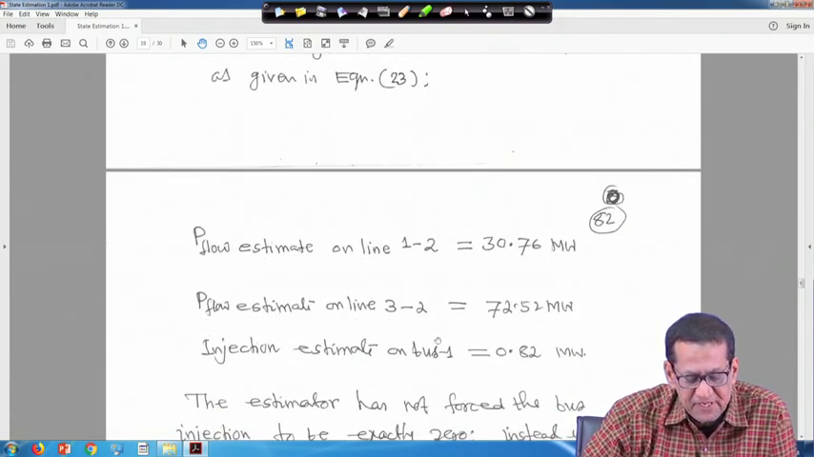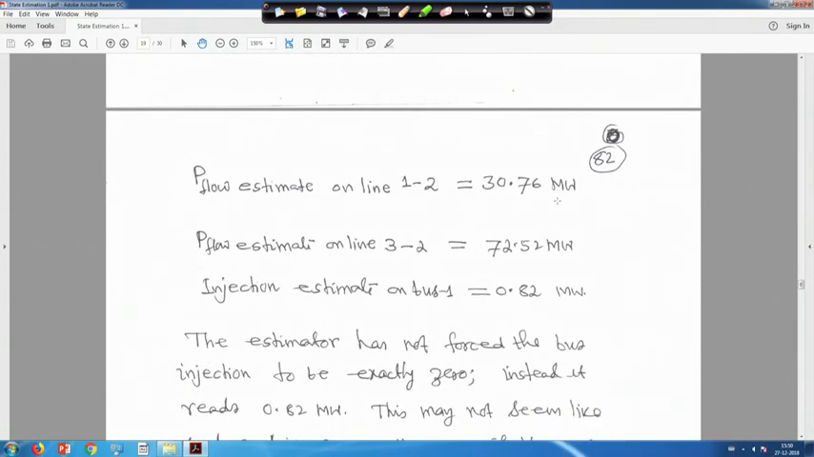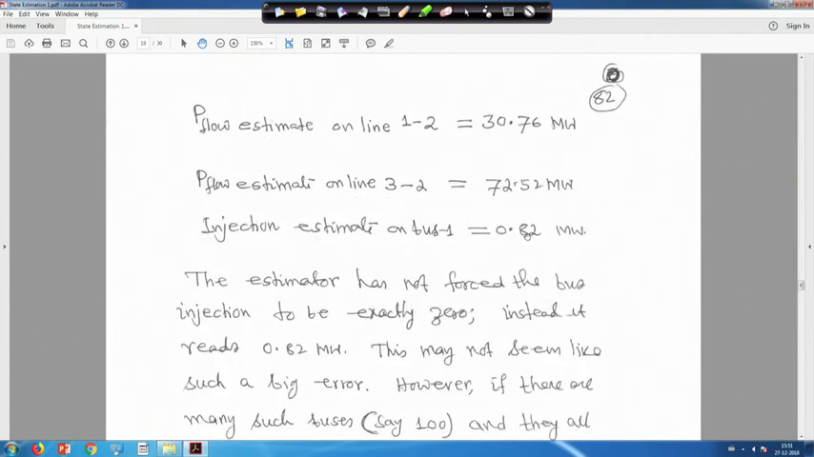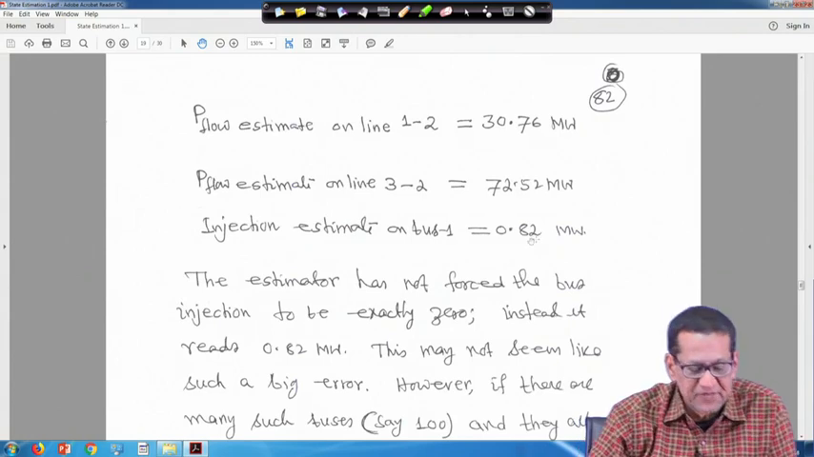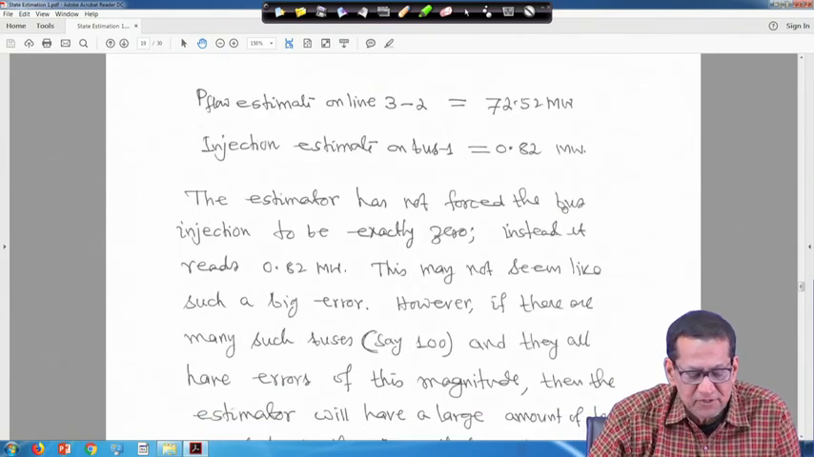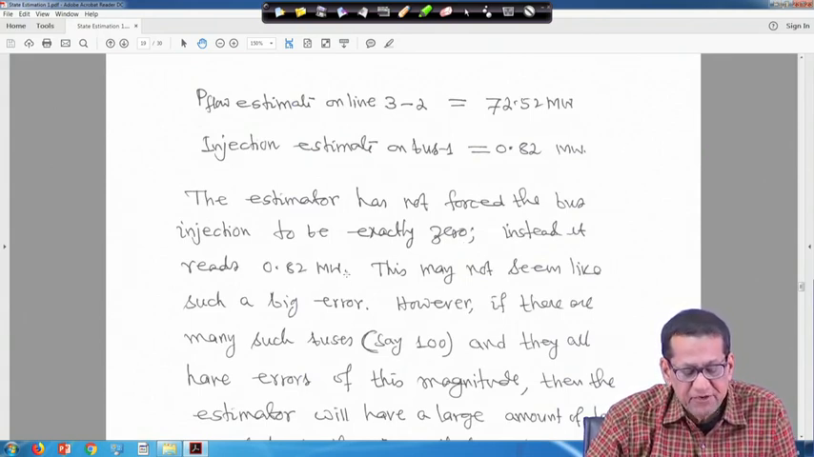This results in the following solution when using the state estimator equation 33. The power flow estimate on line 1 to 2 is 30.76 megawatt using the same data. The power flow estimate on line 3 to 2 is 72.52 megawatt, and the injection estimate on bus 1 is 0.82 megawatt. That means this is not 0, although we expect it should be 0, it is showing 0.82 megawatt. In a power system you have a huge number of measurements, so the gross error will be quite large. The estimator has not forced the bus injection to be exactly 0; instead it reads 0.82 megawatt.